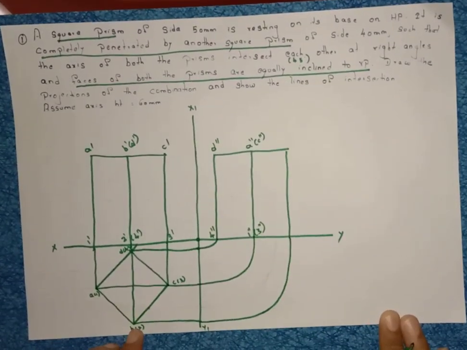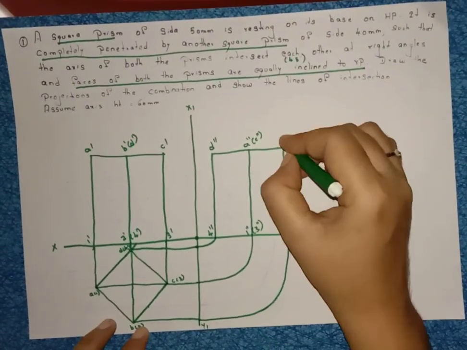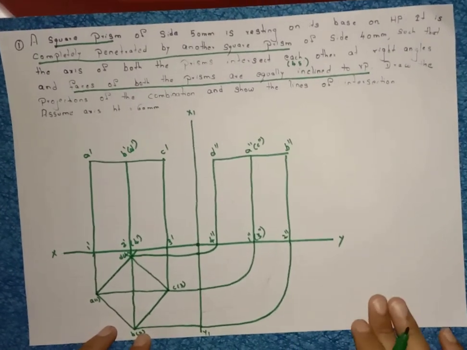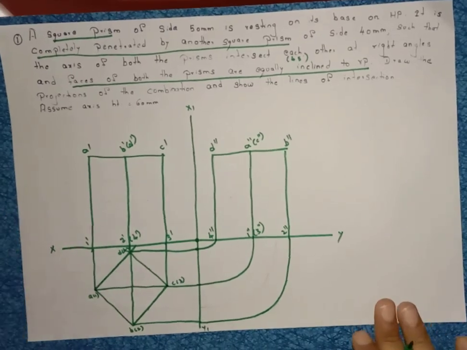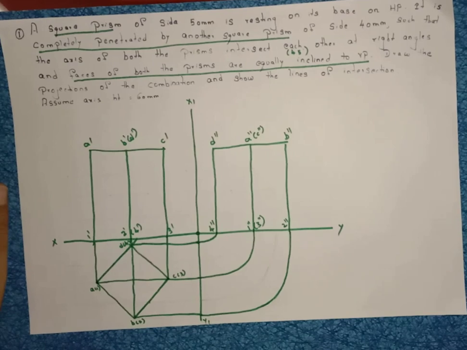After that, what are we projecting? B point, B of 2. Right, this is the line, name it as B double dash of 2 double dash. Right, front view, top view and side view.